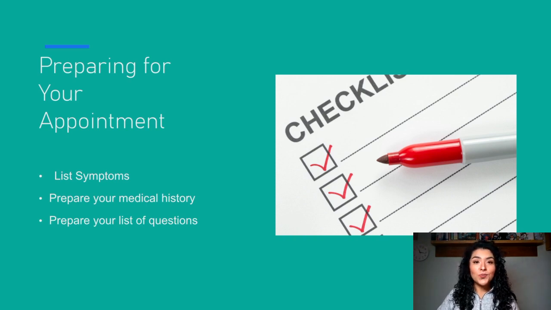Here's what you can do. Write down your symptoms or concerns. Bring your medical history. This includes any medicines you're taking right now and any important health information. This helps the doctor understand your health better. Make a list of questions. Write down anything you can think of that is important to ask your provider. That way you don't forget it. By doing these 3 things, you'll be ready for your appointment and can get the answers and help that you need.